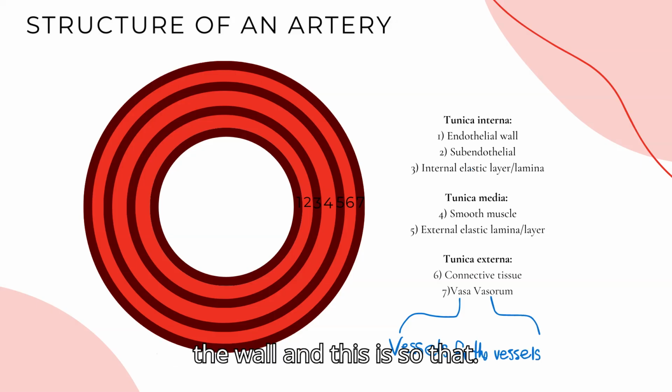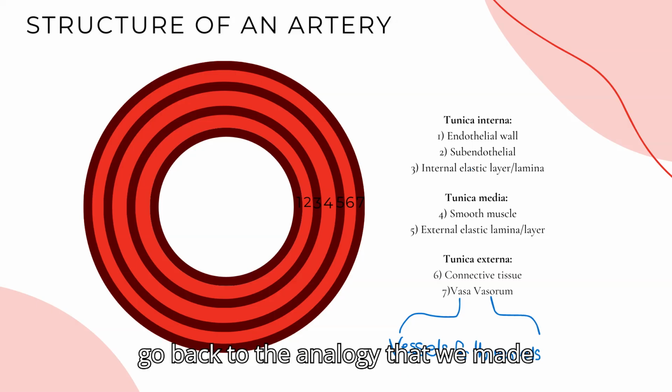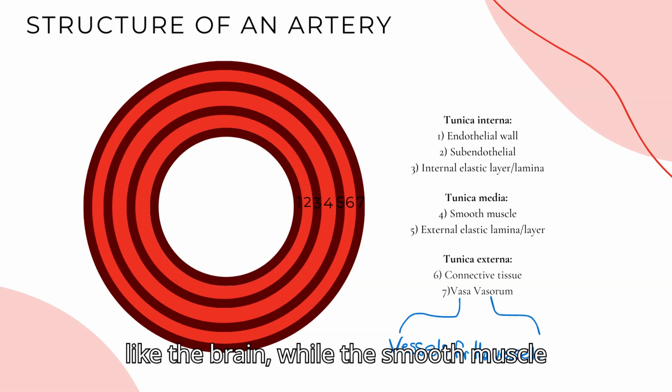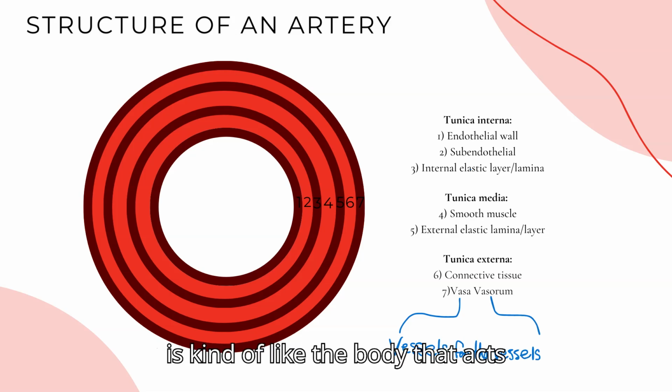And this is so that the artery can adapt to necessary changes needed, and so that the artery can pump blood efficiently. And so, just to go back to the analogy that we made before, the endothelial wall is kind of like the brain, while the smooth muscle is kind of like the body that acts upon the brain's requests.